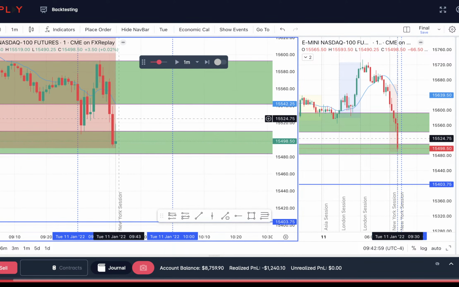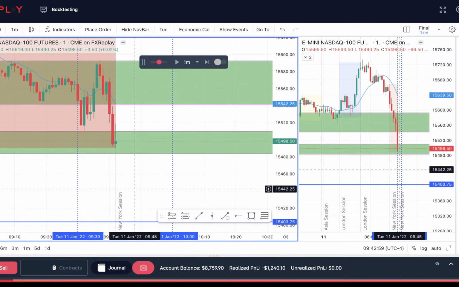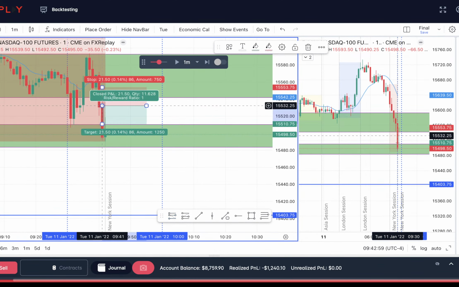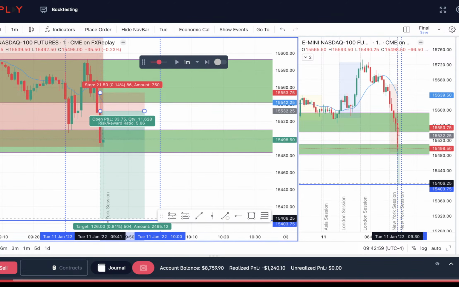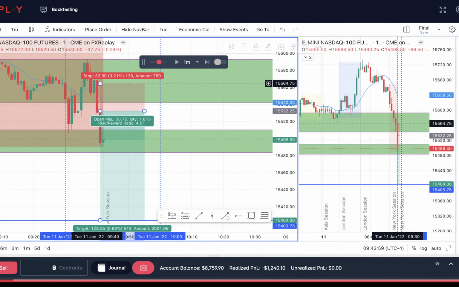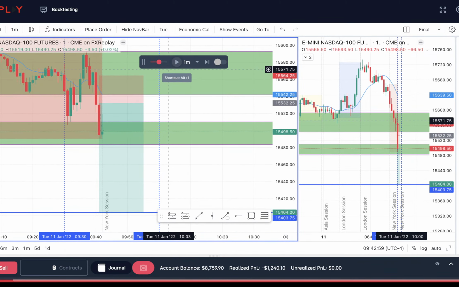So I guess you can take this trade down to this low. After this, I'm not too confident, but this is what backtesting is for. Seeing what it does.